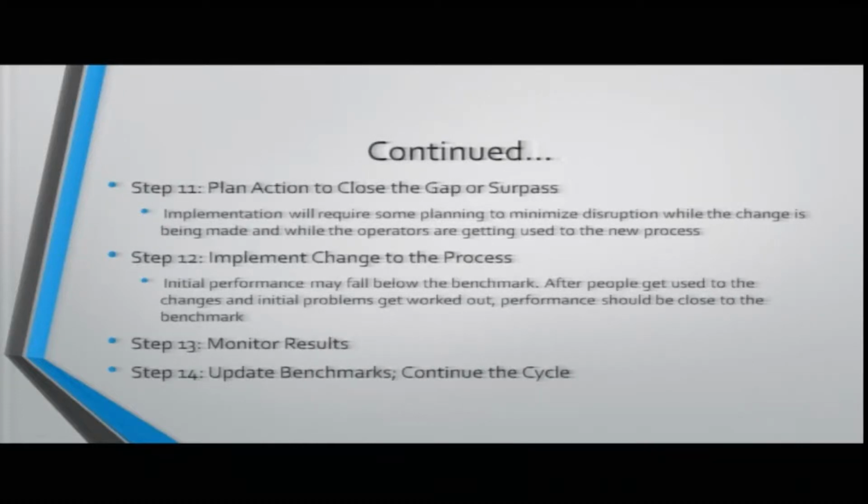In step 11, plan action to close the gap or surpass it. Implementation will require some planning to minimize the disruptions while the change is being made and while the operations are getting used to the new operations. So, obviously, they should be processed to close the gap and try to surpass that. In the 12th step, initial performance may fall below the benchmark. After people get used to the changes and the initial process problems get worked out, performance should be close to the benchmark. So, this is implementing and changing the process as it progresses.